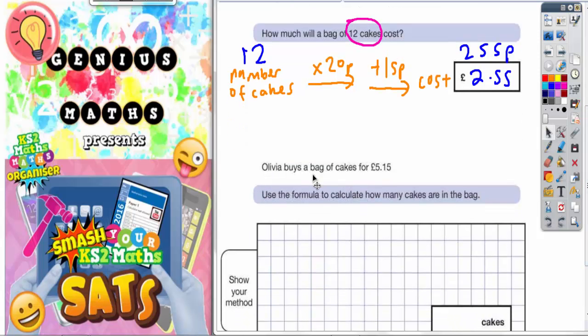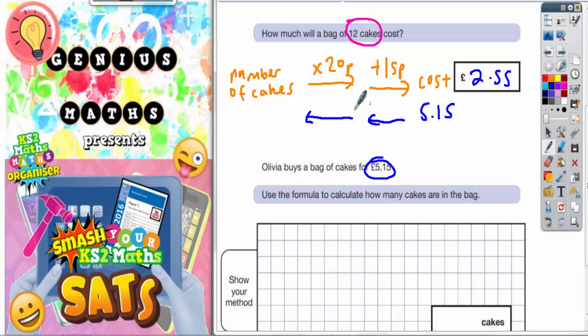Olivia buys a bag of cakes for £5.15. Use the formula to calculate how many cakes are in the bag. Now if we've got a number machine that goes this way, all we've got to do is reverse that number machine to go backwards the other way. So if we've got the number of cakes times 20 add 15 gives us the cost, and we start with the cost, which this time is this £5.15, and we reverse the number machine, we will get backwards to the number of cakes that she started with.